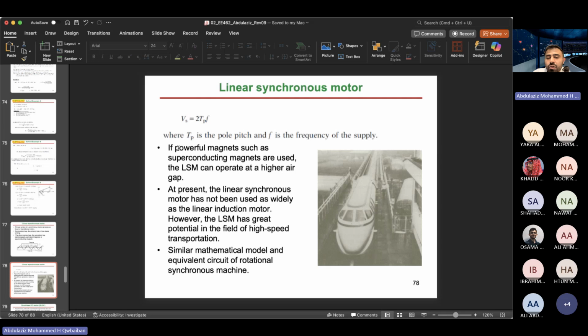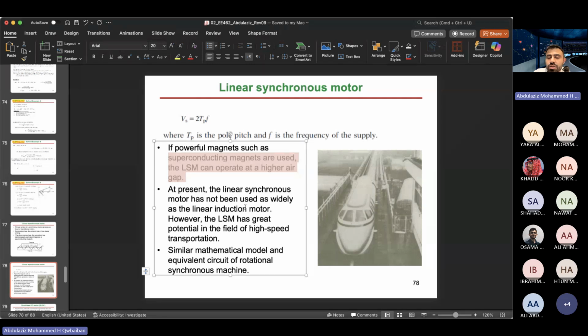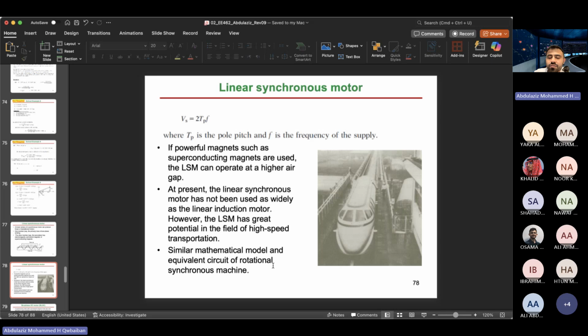They are powerful superconducting magnets that operate at a higher air gap. Currently, linear synchronous motors have not been used much. Mainly, more linear induction motors are used, but there is a demand going for linear synchronous motors in the field of high-speed trains, with similar mathematical models and equivalent circuits.